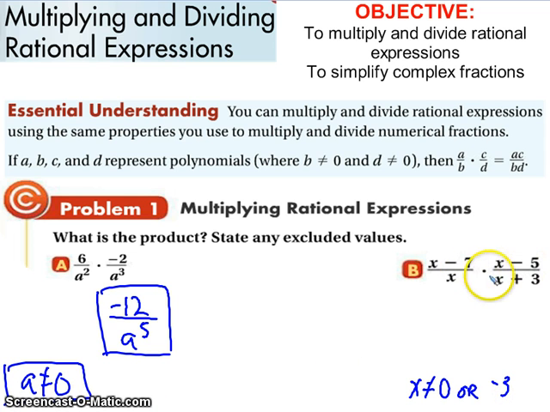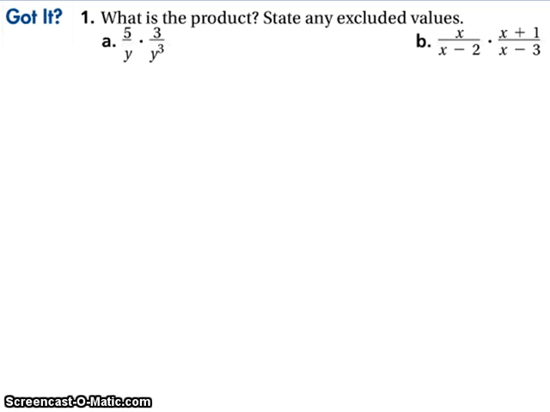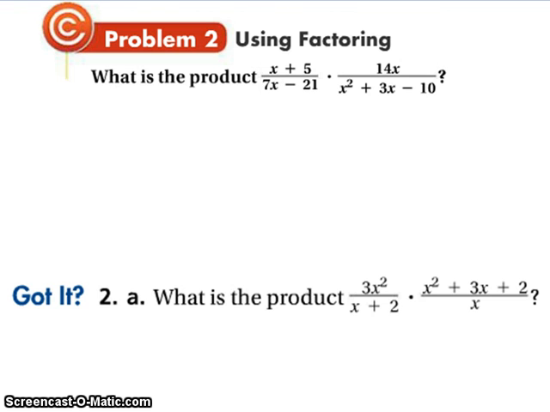Now we're going to multiply, so we get x minus 7, x minus 5, and x times x plus 3. At this point, the question is, do they want you to simplify it? No, you don't actually have to multiply those out. I'm fine with you leaving that as the answer. We don't need to go any further with that type of question. Practice. Remember, excluded values, and then multiply.